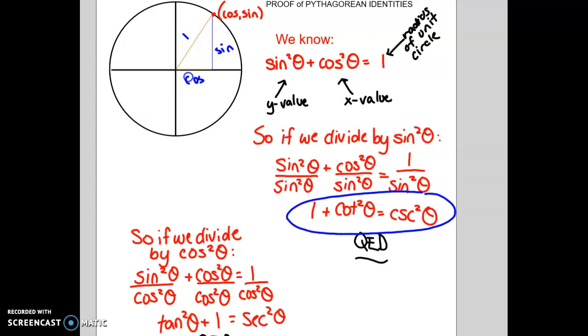Let's look then at our other identity. If we divided everything by cos squared, sine divided by cos is tan, cos divided by cos is 1, and 1 over cos is secant. So again, just by dividing everything by cos squared, we can manipulate our first Pythagorean identity to get tan squared plus 1 equals secant squared.